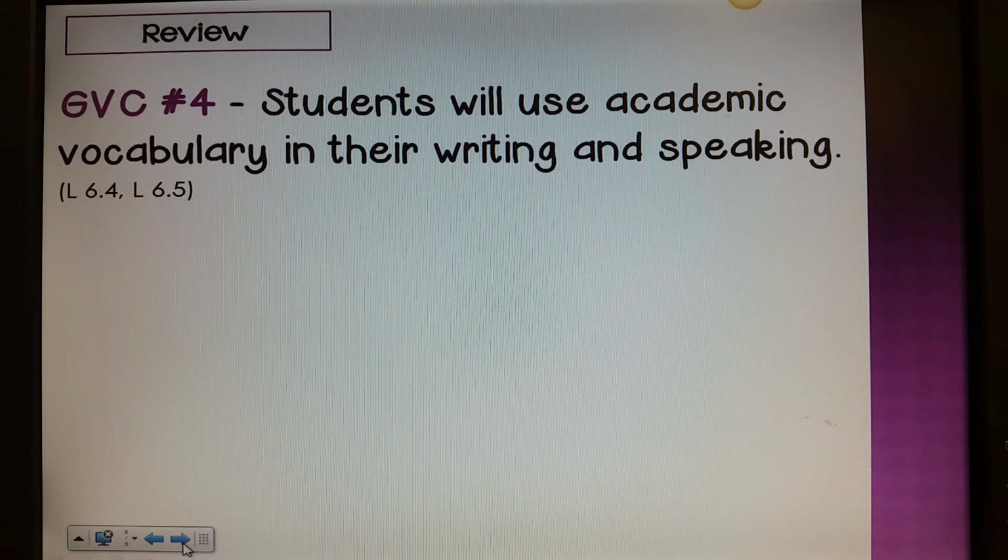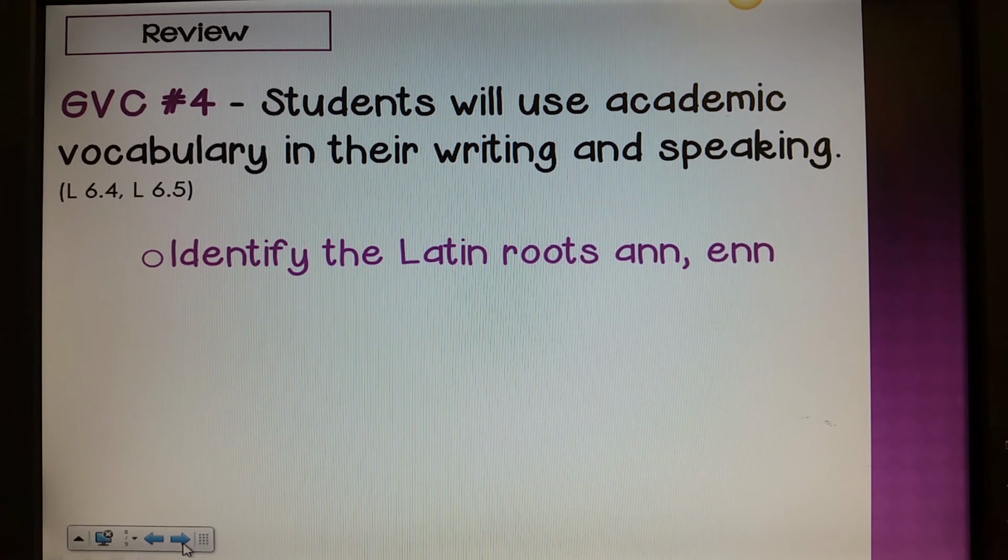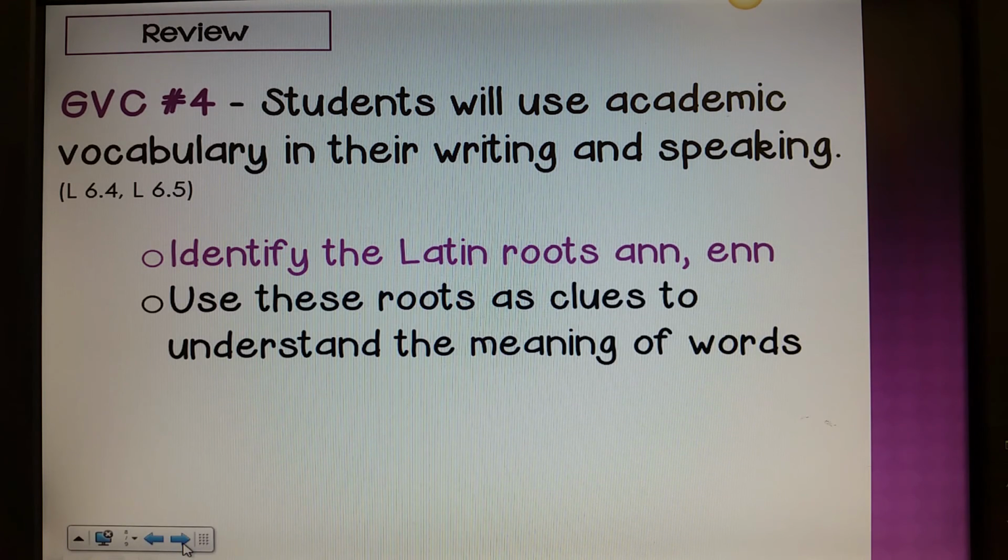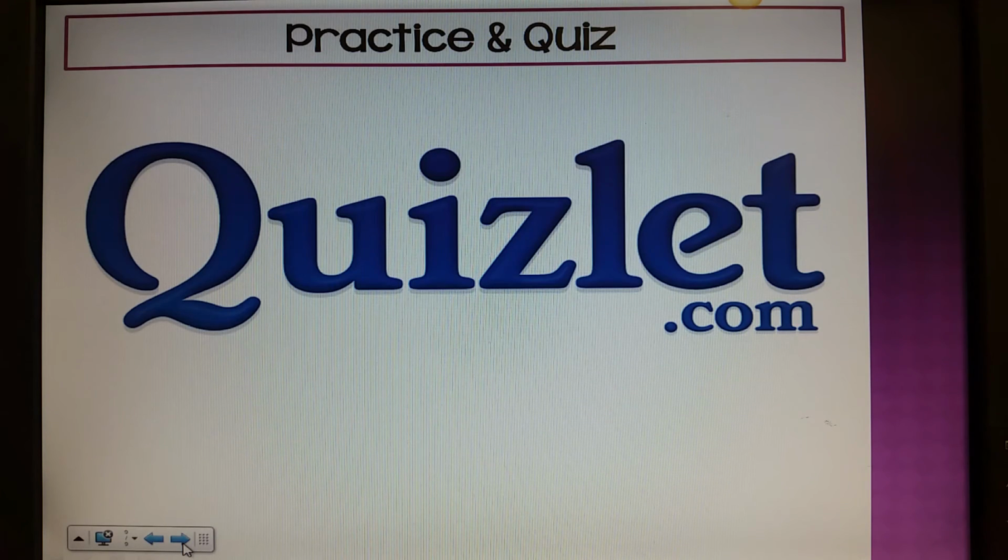All right, boys and girls, just a review for today's lesson that we were talking about Greek or Latin roots, an and en. You should be able to identify several words with these roots in them and use those roots to understand the meaning of other words. It is time now, boys and girls, to go ahead and practice using these roots to help you remember the meaning of words and to define new words.